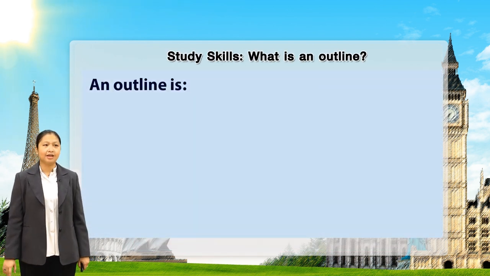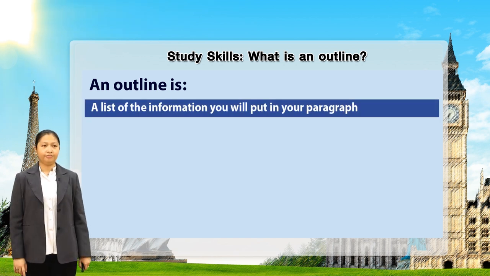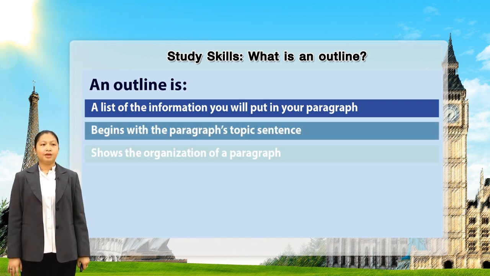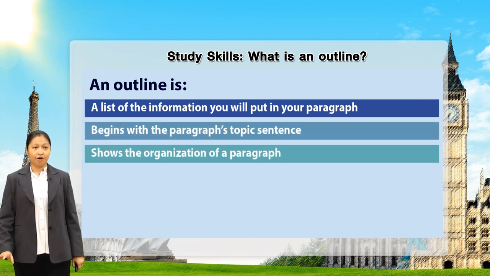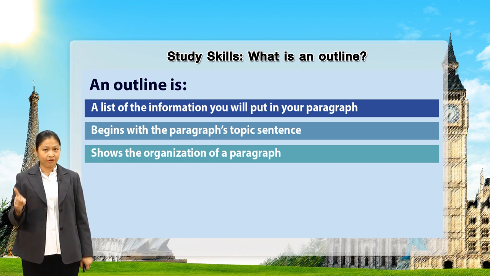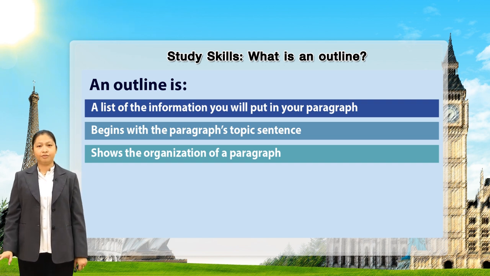An outline is a list of information you will put in your paragraph. It begins with a topic sentence and it shows the organization of a paragraph. So in an outline, you will write there what you are going to talk about first, second, third, and last, and so on. In summarizing, you have to write an outline.